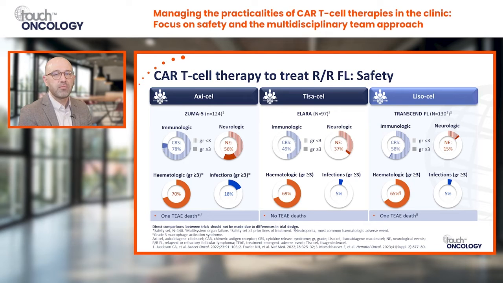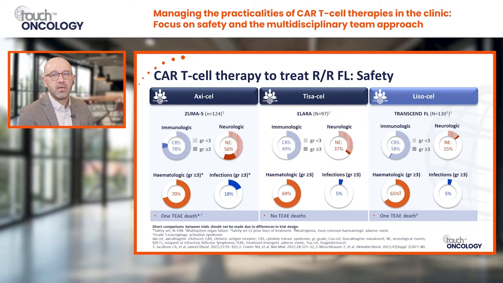Particularly focusing on the safety profile of axi-cel, we can see here on the left that this was evaluated in the ZUMA-5 trial. And cytokine release syndrome was one of the most common side effects that we noted in this trial, seen in about 78% of patients. But we can see that largely this was lower grade in terms of its manifestations. We also saw neurologic toxicity as one of the more common toxicities that we see with CAR T-cell therapy, and it was seen in 56% of patients in the ZUMA-5 trial. Other common toxicities would include blood count abnormalities or hematologic toxicities, along with infectious complications, which were seen in 18% of patients.